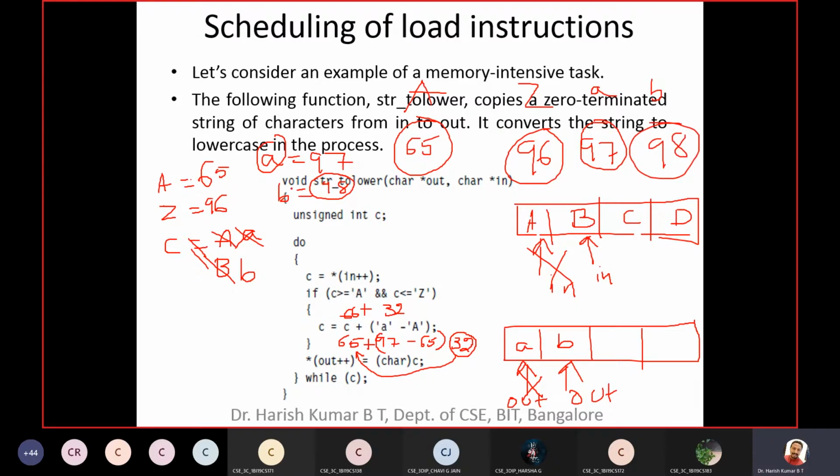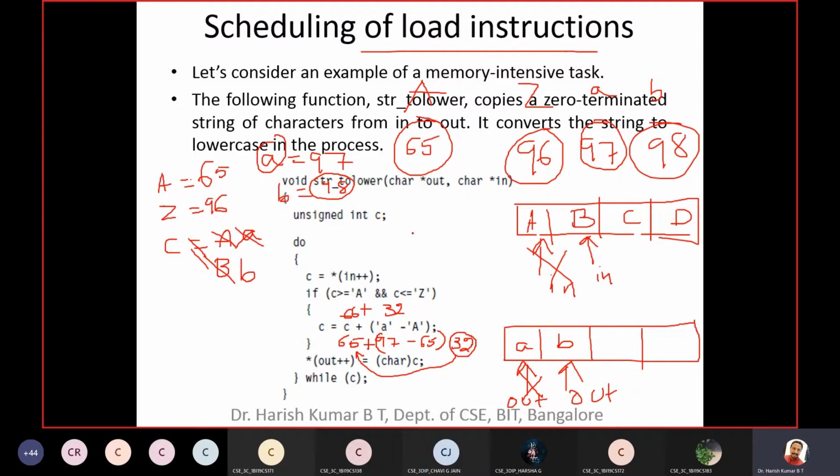Now, this is the high level C program that we have written. But to understand the scheduling of the load instruction, we need to convert this into the equivalent assembly code. With the assembly code, you can easily understand the scheduling of load instruction. Now, when we're dealing with assembly code, all these ASCII codes are in decimal. So 65 is the decimal ASCII value of A. So we have to convert this into hexadecimal value, because assembly code always deals with hexadecimal values.